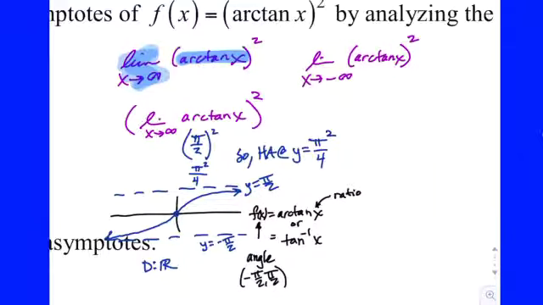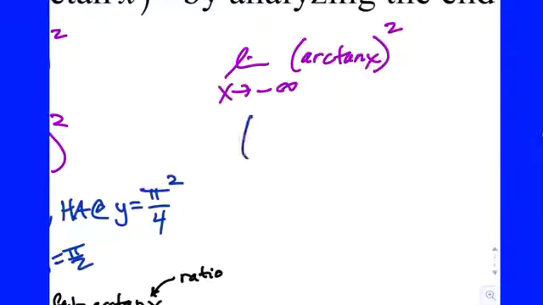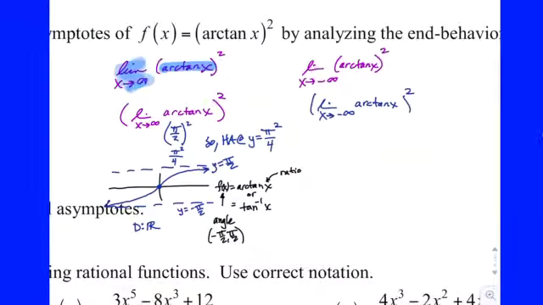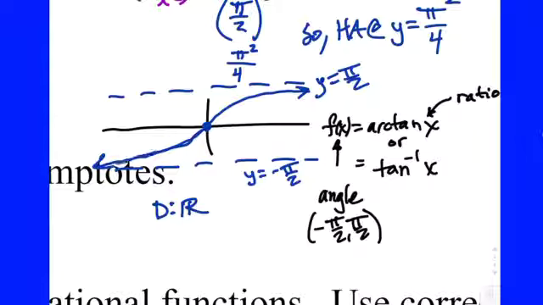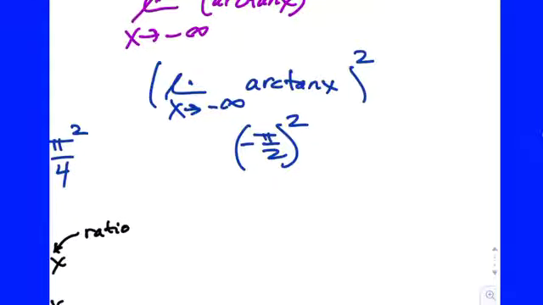Well, now we'll do the same analysis over here. Let me scoot that over. Let's rewrite it and review the properties. Bring the limit on the inside: the limit as x goes to negative infinity of arctangent of x. Now we go to the graph, where we visualize it in our head. What do we get when we go out to the left? Negative pi halves. But again, what are we doing with that output? We are squaring it. So when we simplify it, it comes out to be the exact same number as the positive one, pi squared fourths.